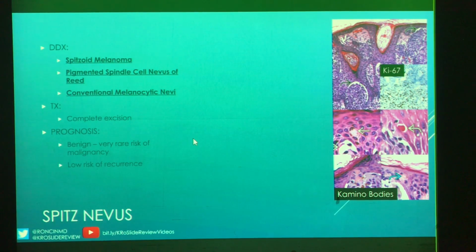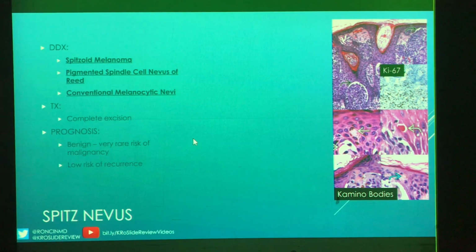And what they do for these is complete excision. The prognosis overall is relatively good. There's a very rare risk of malignancy, and when they excise them, there's a low risk of recurrence. So that's always nice. You don't want to have to go back and re-excise.